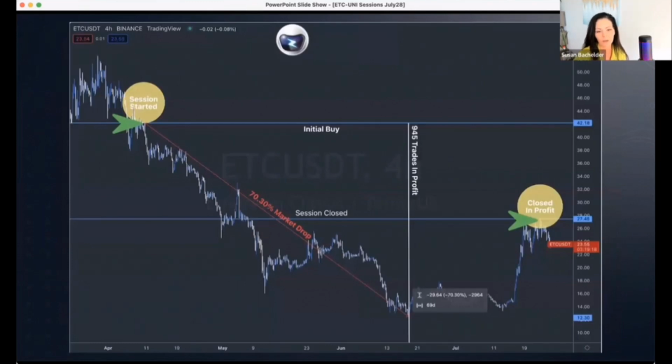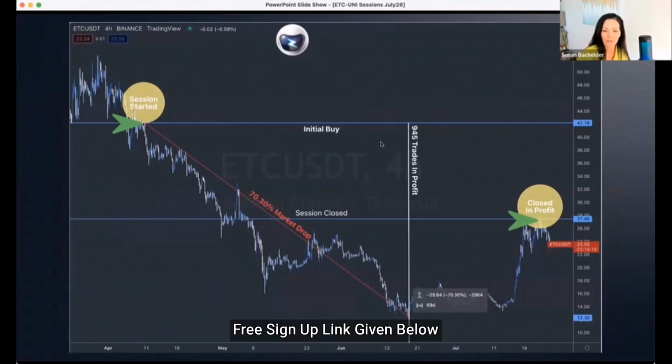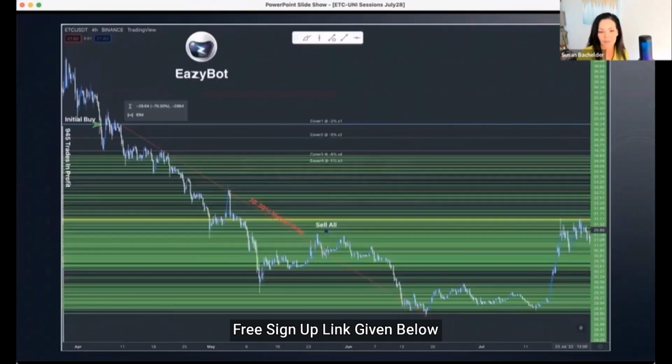I'm just going to take you into my markup on it to share with you and elaborate on a few points that Bren had said. So during that session, from when it opened until it closed, it bought and sold 945 times, and it came through a full market drop of 70.3%. It's just mind-blowing what's possible here. And then it closed, as you can see the line, that much lower than the initial buy here. So just to give you a visual of what's possible, it's just absolutely incredible what happens here.